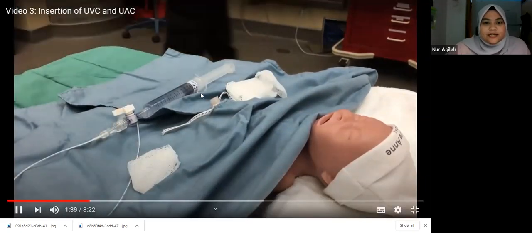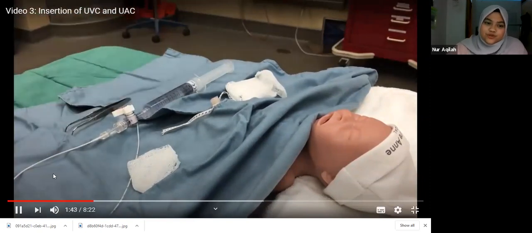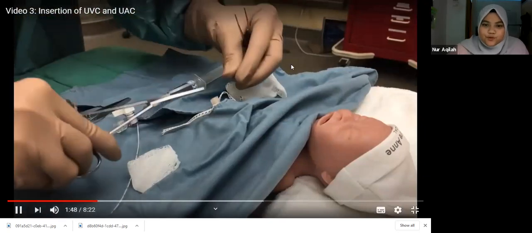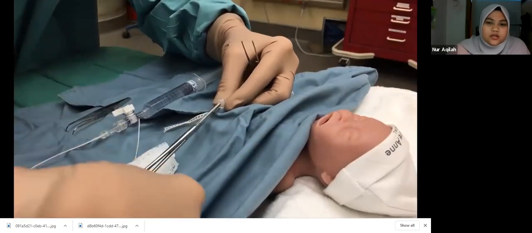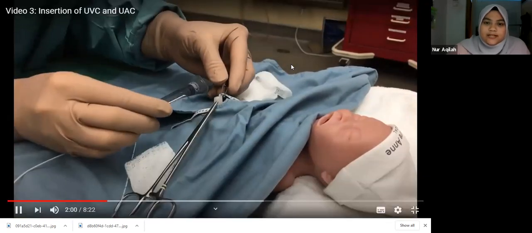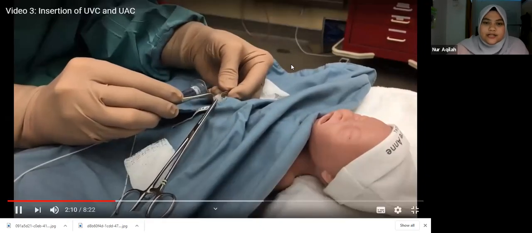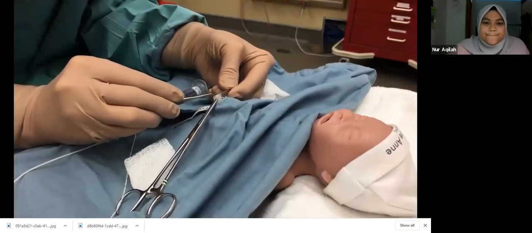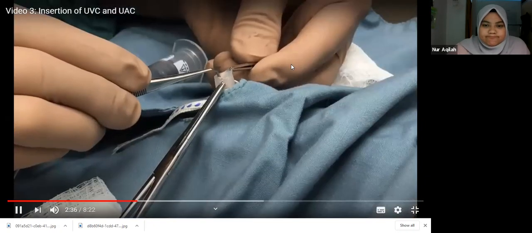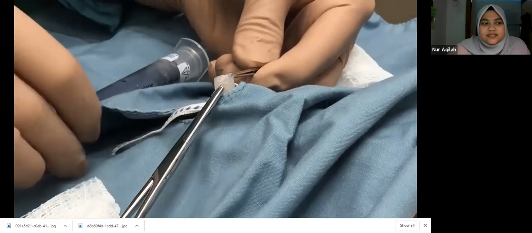Okay, and here they already prepared the 5cc syringe with heparinized saline, with which we should flush the catheter first to ensure no air. Then they take forceps to stabilize the cord. That helps hold it. And then they locate the umbilical artery and dilate it by using the forceps, and releasing it.